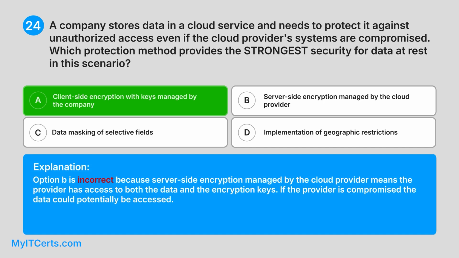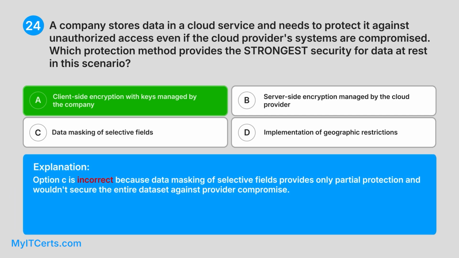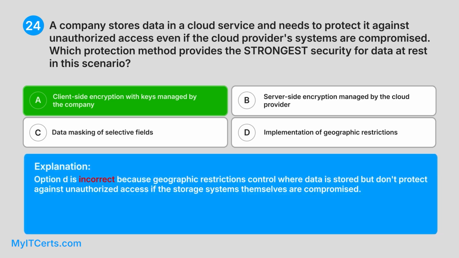Option B is incorrect because server-side encryption managed by the cloud provider means the provider has access to both the data and the encryption keys. If the provider is compromised, the data could potentially be accessed. Option C is incorrect because data masking of selective fields provides only partial protection and wouldn't secure the entire dataset against provider compromise. Option D is incorrect because geographic restrictions control where data is stored, but don't protect against unauthorized access if the storage systems themselves are compromised.